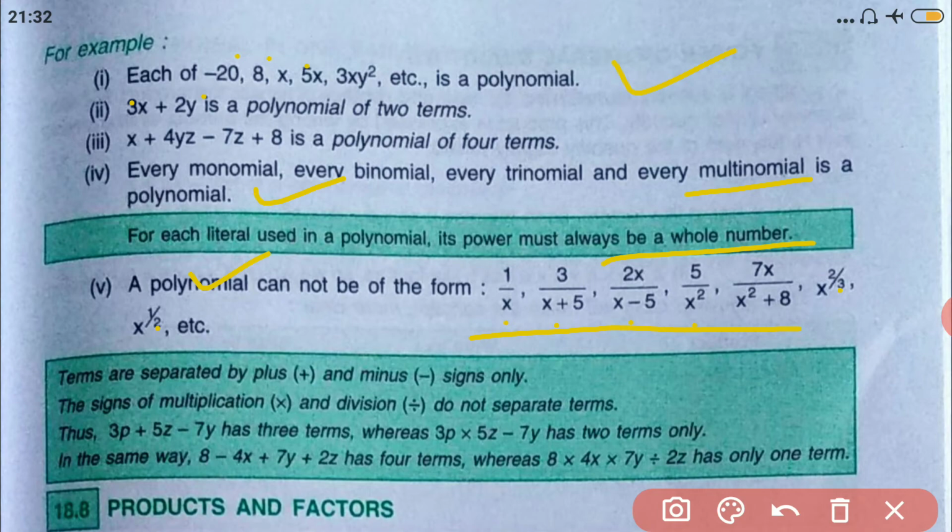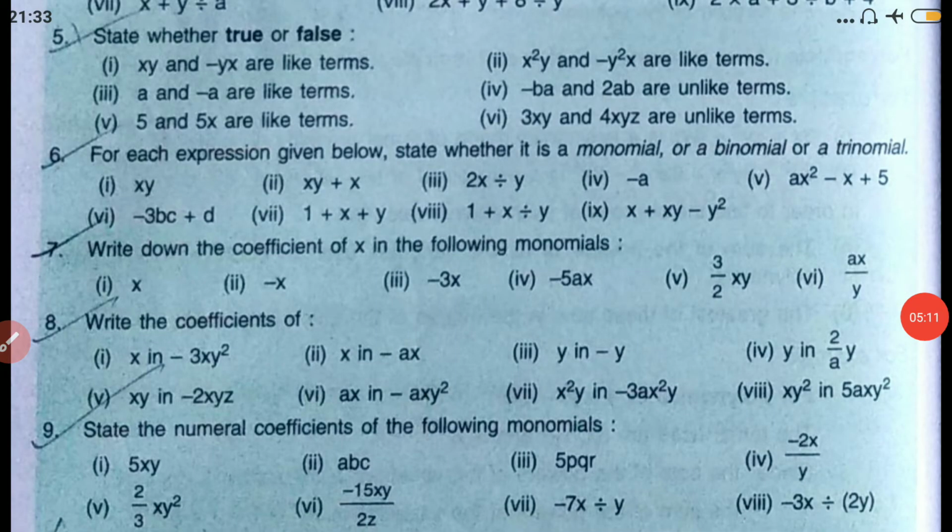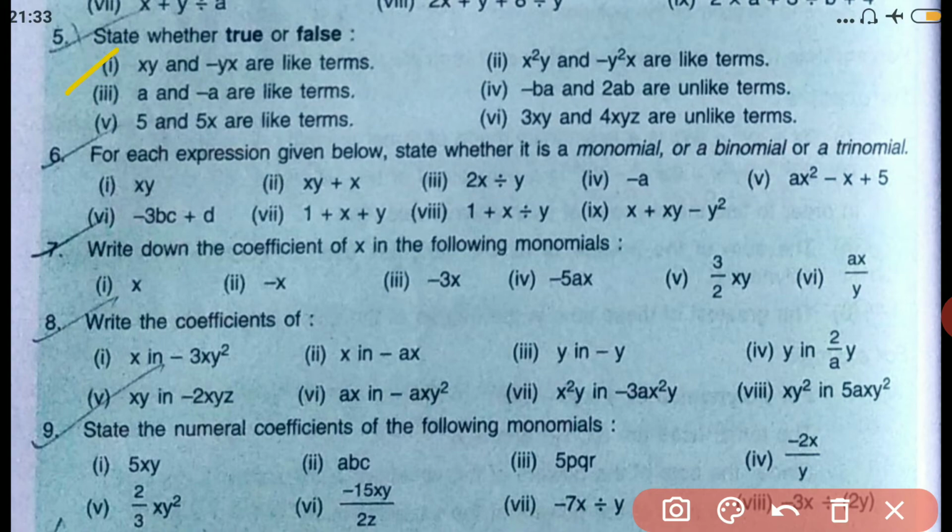With the help of this knowledge, let us try to solve a few questions from exercise 18b. We had done till number 4 in the previous video. Now we are not going to do number 5. We are starting with number 6, and this you can do in your textbook itself. For each expression given below, state whether it is a monomial, binomial or a trinomial. So here in number 1, it is just xy, so it should be a monomial, so I am writing m.